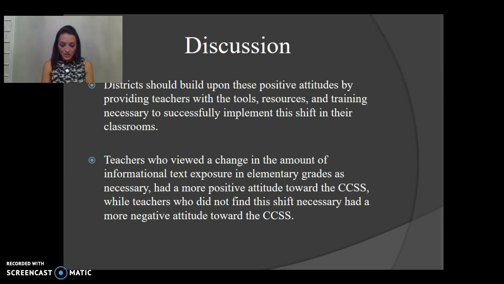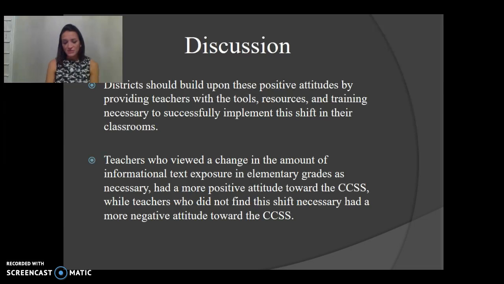The strongest correlation found during the study was that teachers who viewed a change in the amount of informational text exposure in elementary classrooms to be necessary had a more positive attitude toward the Common Core, where it was found that teachers who did not view this instructional shift as necessary had a more negative view of the Common Core.